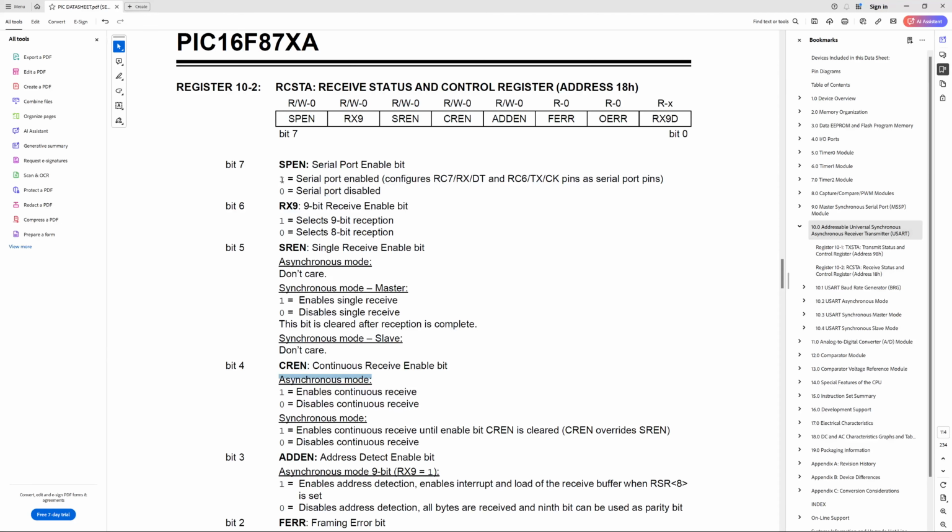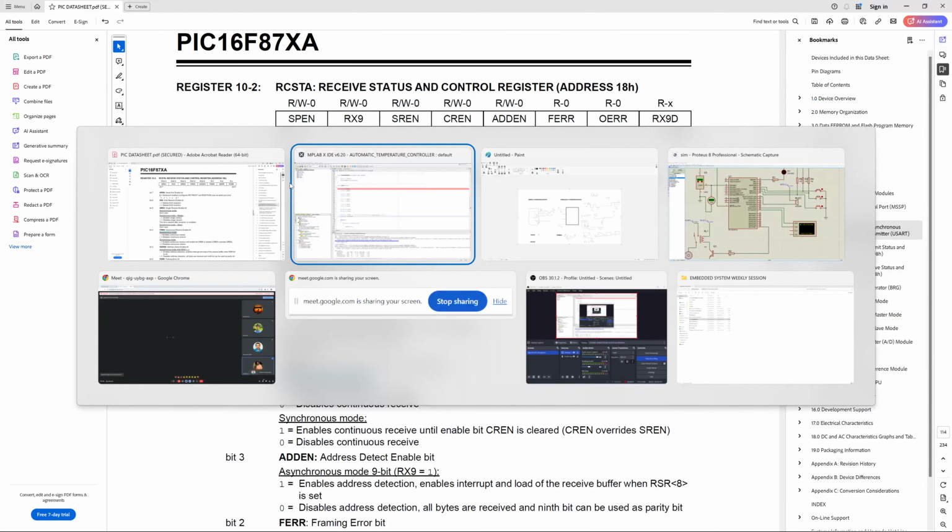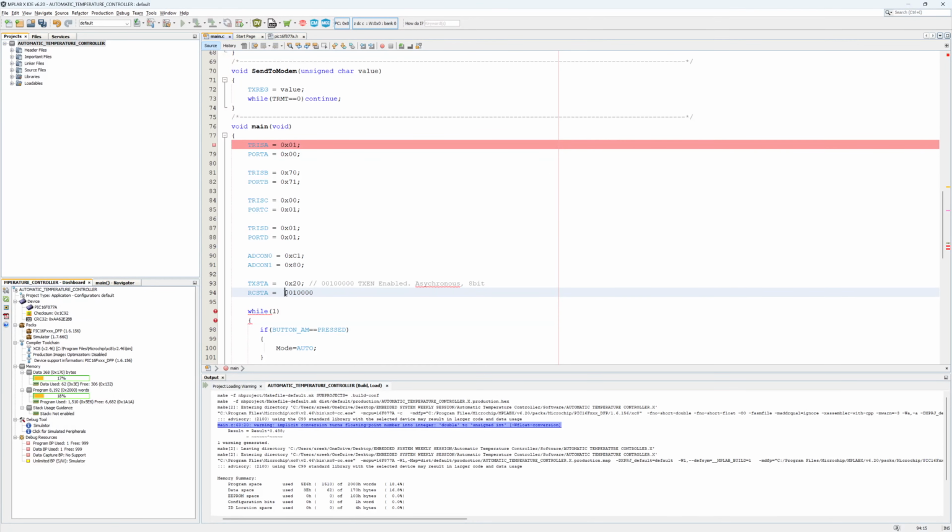So we need to enable it in order to start the communication. So we are setting it to 1. So the last bit, I mean the seventh bit, is 1. Eventually we are going to get a value like this, 0x90. This is the value which we have to write into RCSTA.